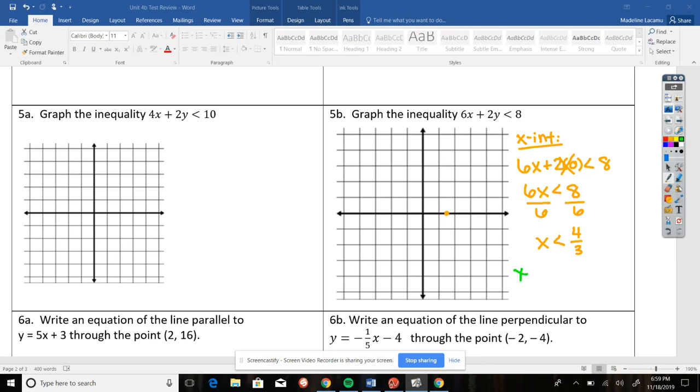Now our y-intercept, we plug in a 0 for x. So I have 6 times 0 plus 2y is less than 8. 6 times 0 cancels out. So I get 2y is less than 8. If I divide both those by 2, I get y is less than 4. So our y-intercept is going to be a positive 4. Now if we look at our original, we have less than, not less than or equal to. So it's going to be a dotted line.